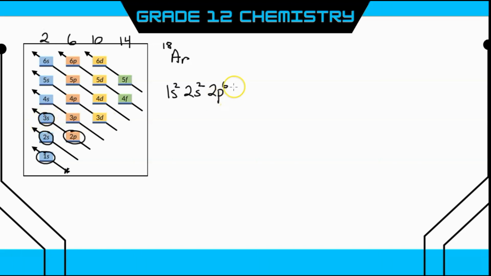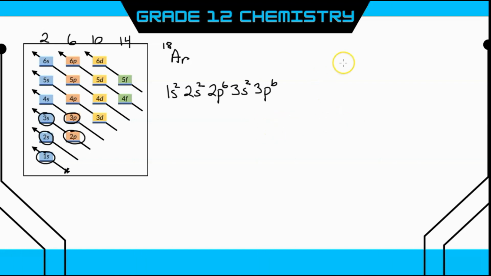Next is 3s, so 3s2. And on the next arrow, we have 3p, so 3p6. So that's 2, 4, 10, 12, 18. So there is our electron configuration for argon.